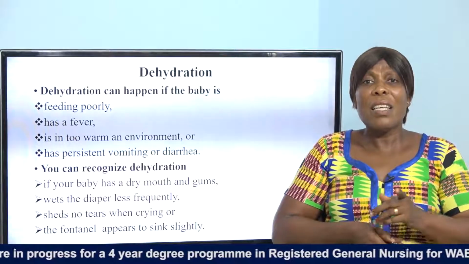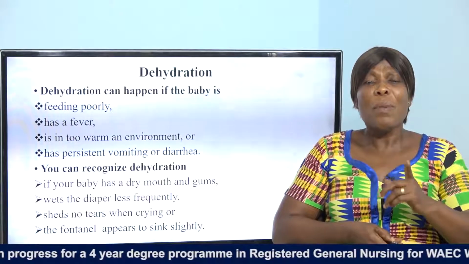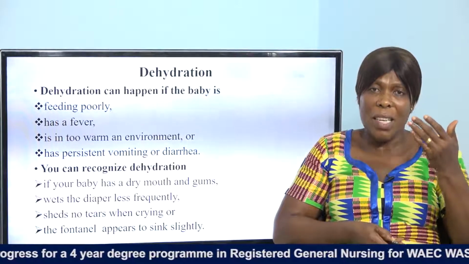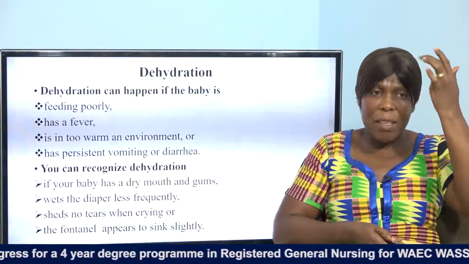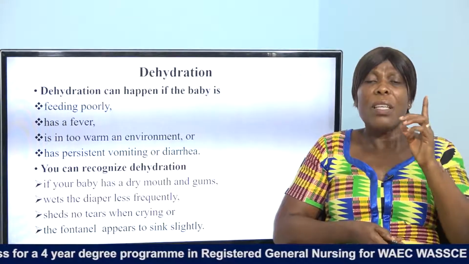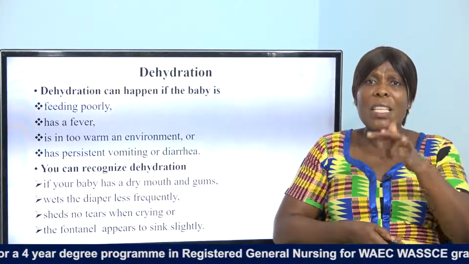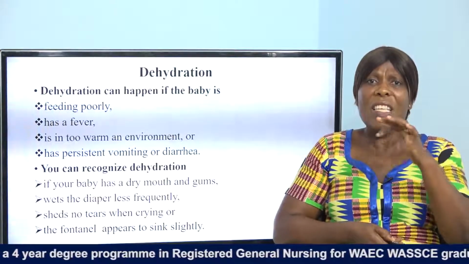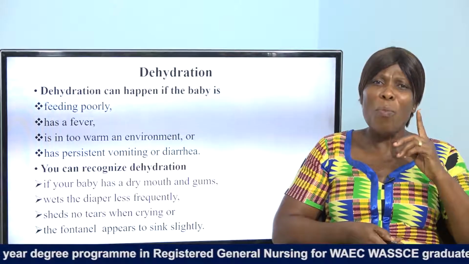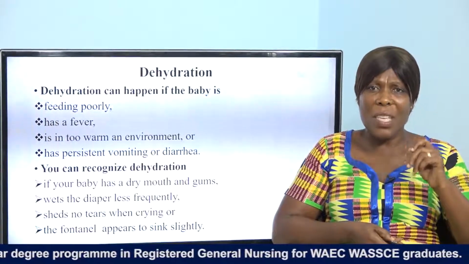And then the next one that is a typical sign that shows that the baby is having dehydration is when you have the fontanelles, especially the anterior fontanelle, where we have the diamond shape, sinking or sunken in. You see that there is much depression in the anterior fontanelle. That is a number one sign that you see in a baby with dehydration.